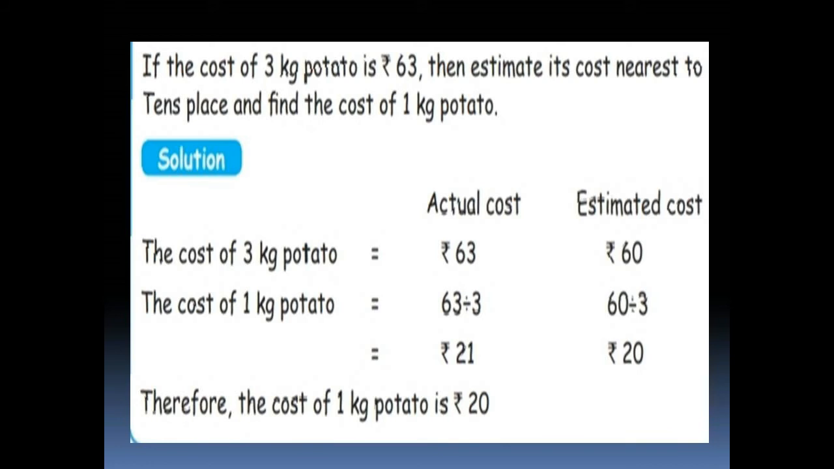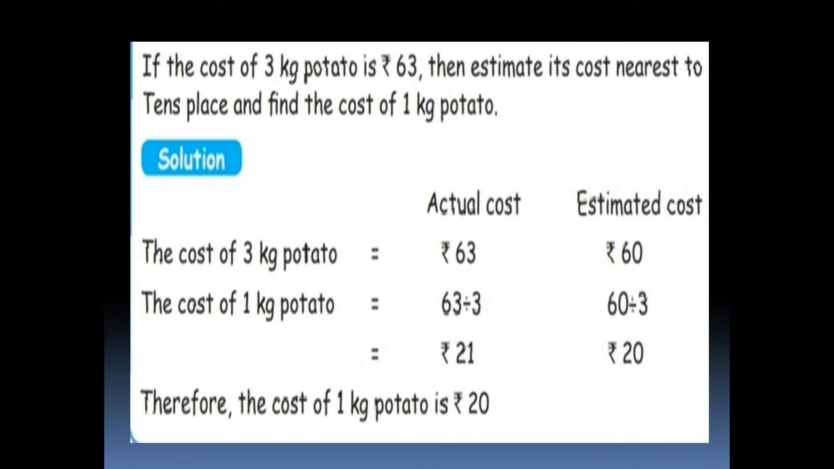If the cost of 3 kg potato is rupees 63, then what is the estimated cost, nearest tens place, of 1 kg potato? Let us find the solution. The cost of 3 kg potato, the actual value, is rupees 63. So what is the estimated cost for 63? 60. Very good. So what is the cost of 1 kg potato? We have to divide 63 by 3. You will get the answer rupees 21.